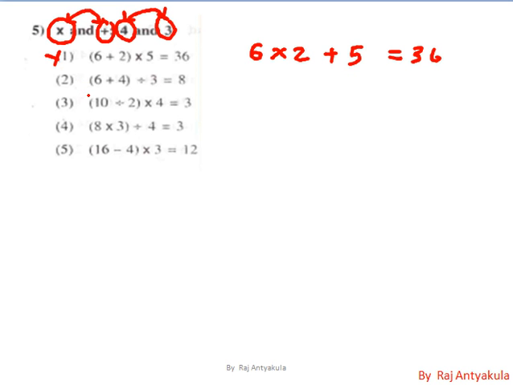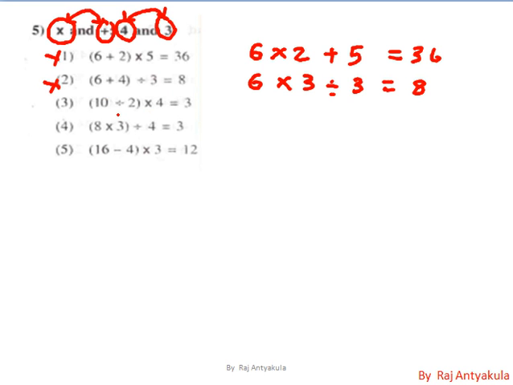Now what is the second option? 6 plus 4 divided by 3 equal to 8. 6, whenever you see plus you have to replace it with into. 4, whenever you see 4 you have to replace it with 3. There is no condition on divided by. 3 equal to 8, which is not correct, so 2 is ruled out.